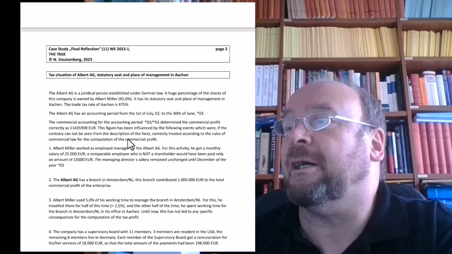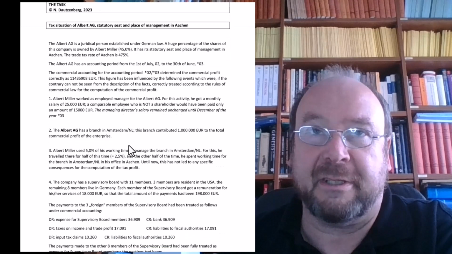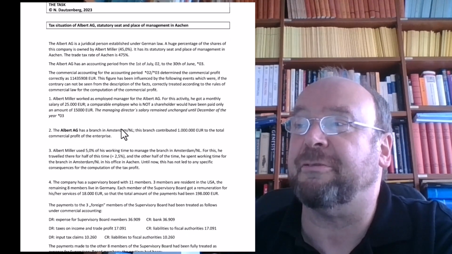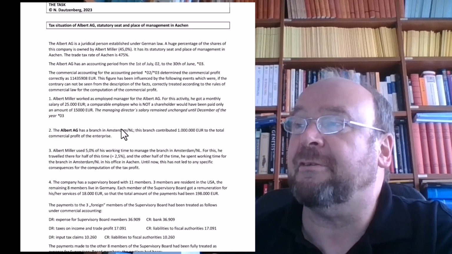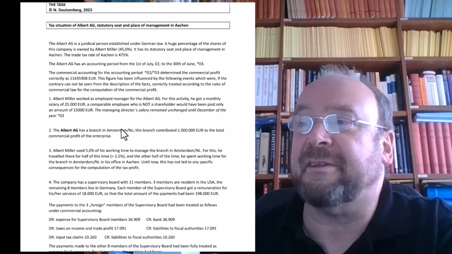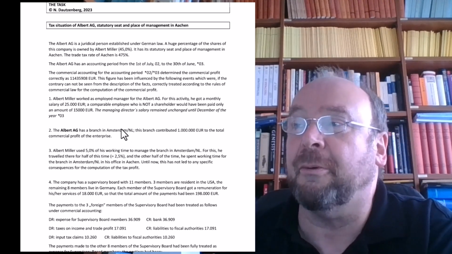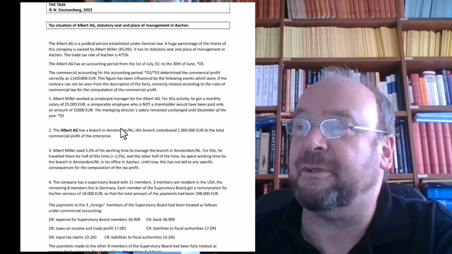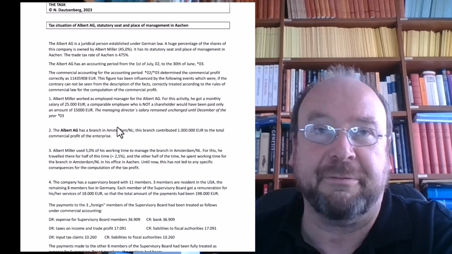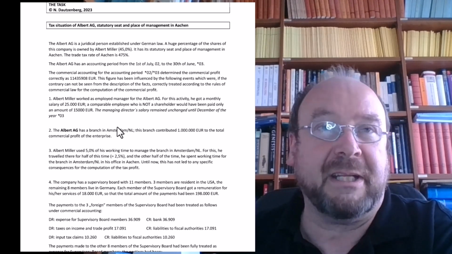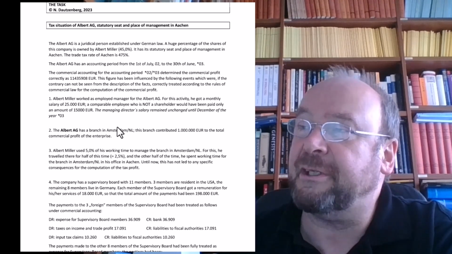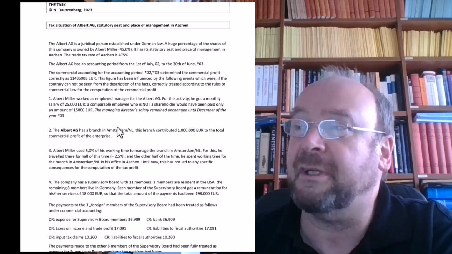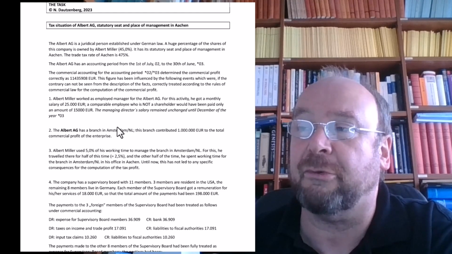So the first thing which we have to talk about is Albert Miller worked as an employed manager for the Albert AG. And for this activity, he got a monthly salary of 25,000 euro. A comparable employee who is not a shareholder would have been paid only an amount of 15,000. That managing director's salary remained unchanged also in the next accounting period, so till the end of December of 03.